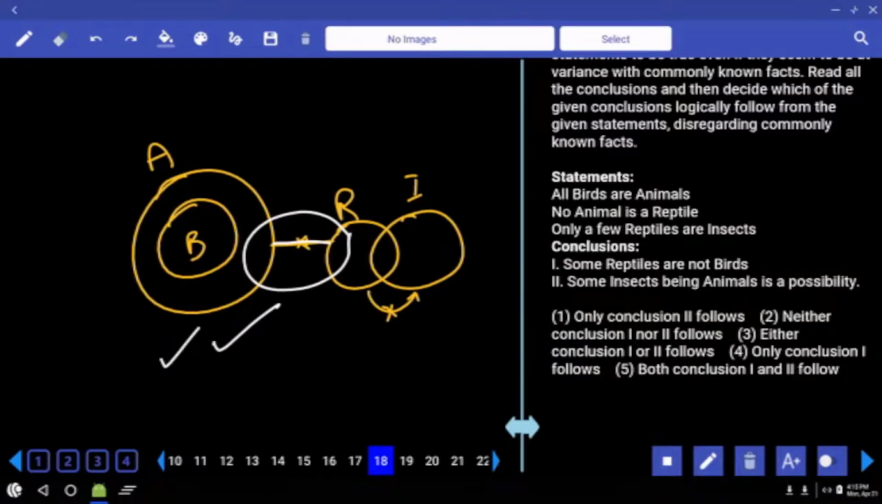My first conclusion, some reptiles are not birds. Here in this, no reptile is a bird. No reptile is a bird means some reptiles are not birds.